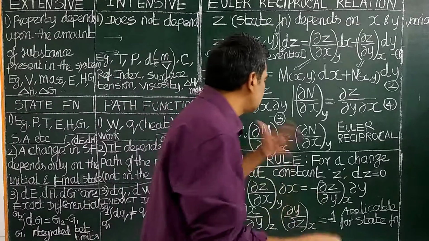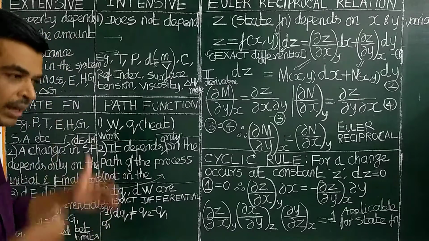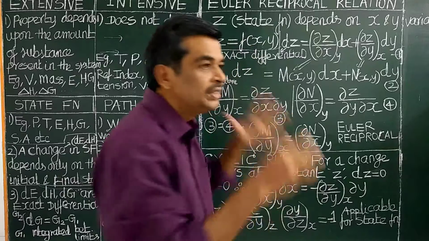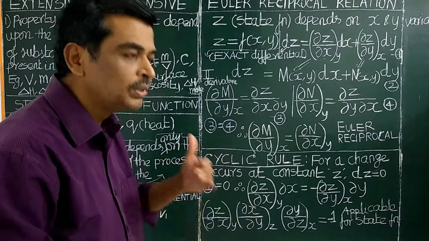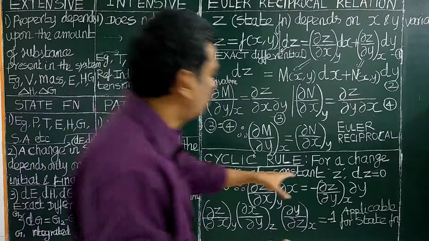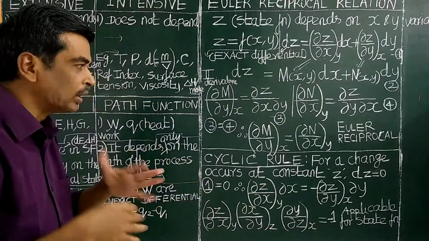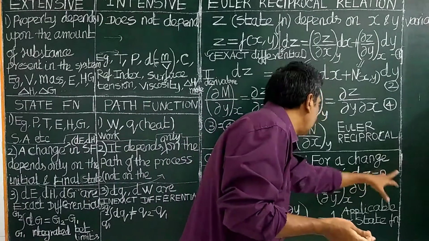Now let us see what is called the cyclic rule. For a change in a thermodynamic system that occurs at constant Z, there is no change in the state function Z. There is no change in the value of the Z function. Now therefore dz equals 0. Z2 equals Z1, there is no change, so Z2 minus Z1 equals 0.